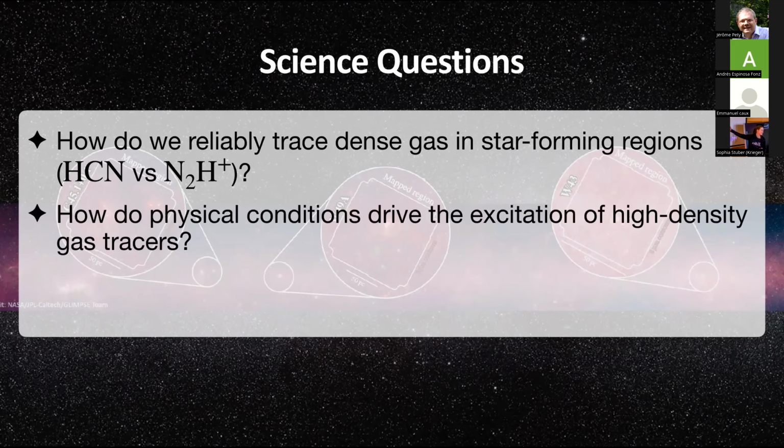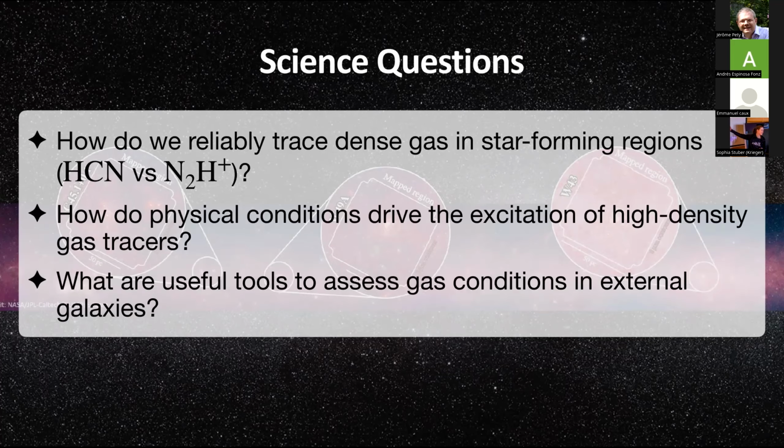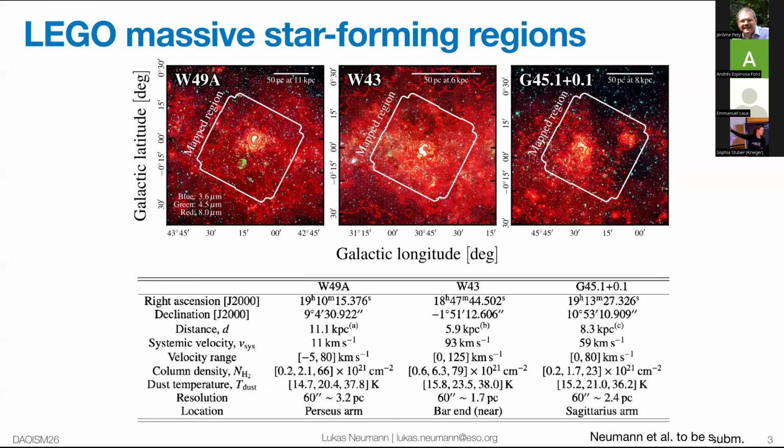Then, taking that a step further, we want to understand these tracers better and how physical conditions drive these. So LEGO is a perfect survey to do this because we have all of the ancillary data to understand how these tracers correlate with the physical conditions of the gas. And then we also want to go back to the extragalactic regime and learn something. What are the most useful tools, based on what we learn in the Milky Way, that we can use extragalactically to understand gas conditions and star formation?